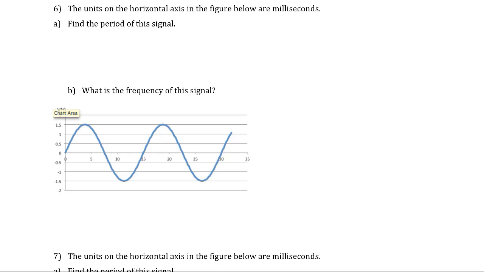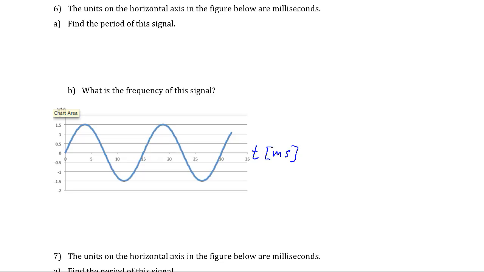Okay, in this video I'm going to do an example problem on traveling waves. Well, this is just a wave that is plotted. It says here the horizontal axis in the figure below is in milliseconds. So here we have a wave and we're given a plot of the wave and we're asked to find the period and the frequency. In this problem, the horizontal axis is in milliseconds, so we have the wave plotted as a function of time in milliseconds.